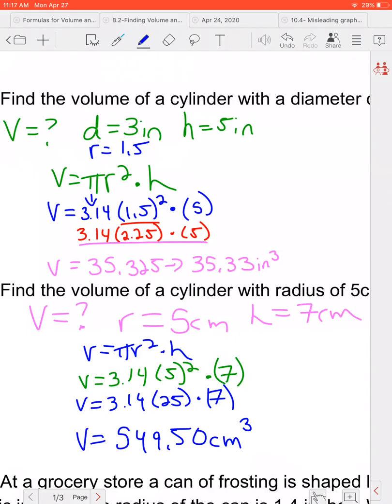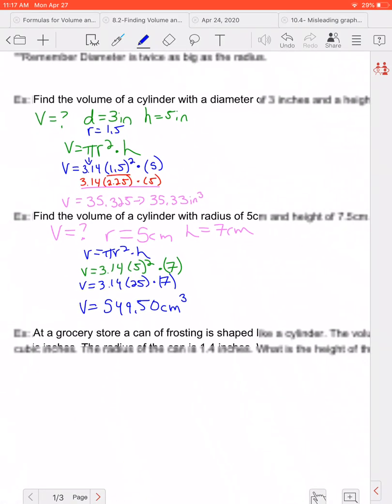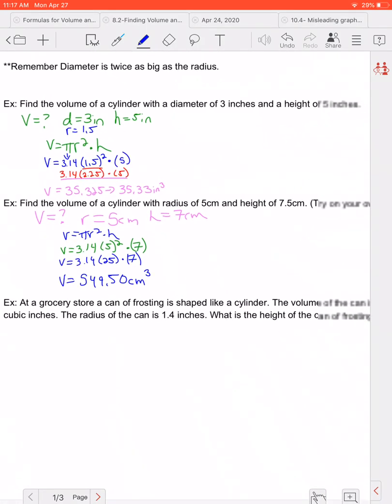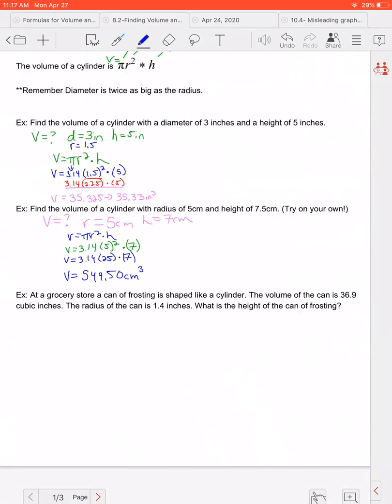Alright, let's look at the next one. At a grocery store, a can of frosting is shaped like a cylinder. So hopefully you guys have seen those in the grocery store. The volume of the can is 36.9 cubic inches, or inches cubed. The radius of the can is 1.4 inches. What is the height of the can of frosting?